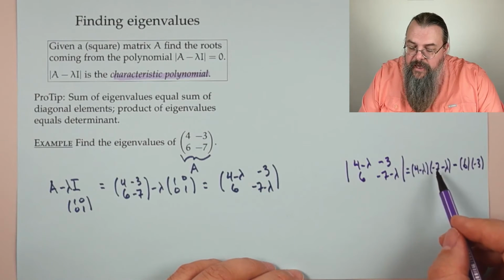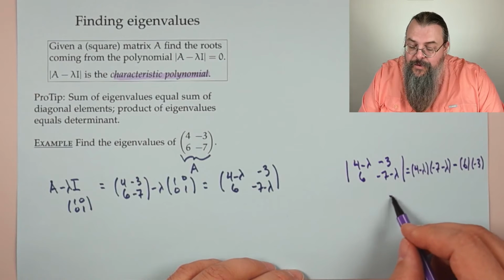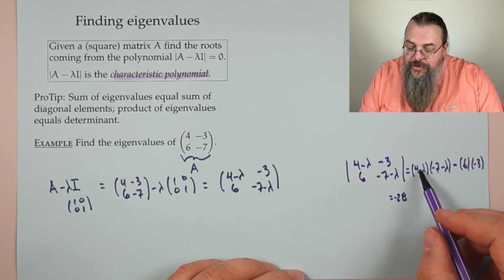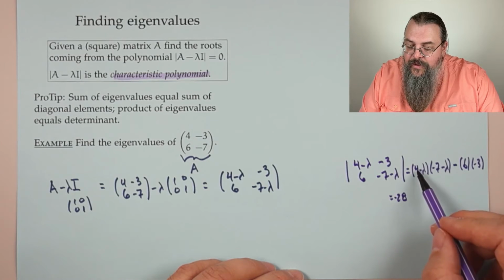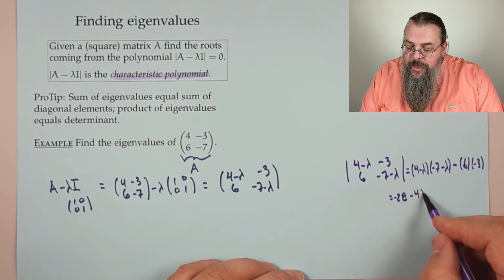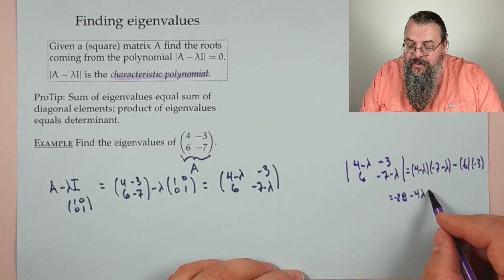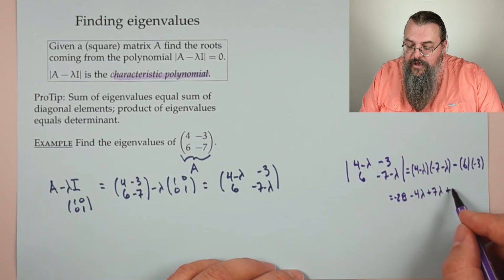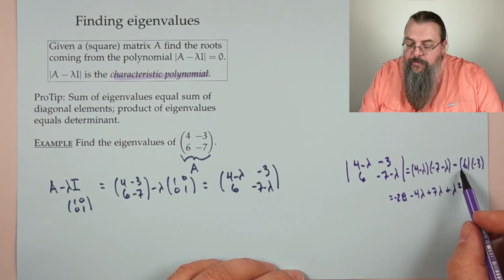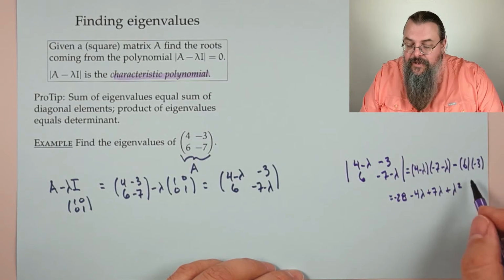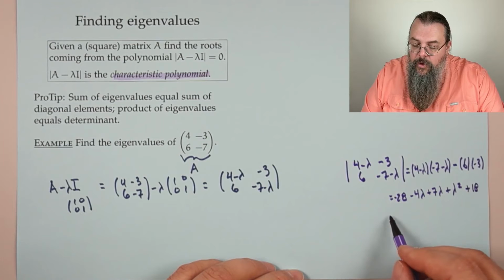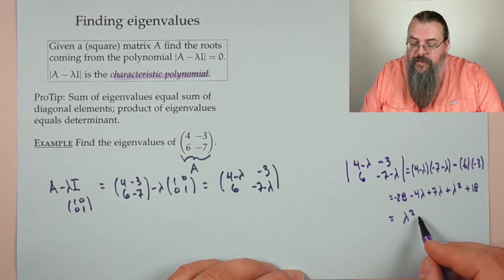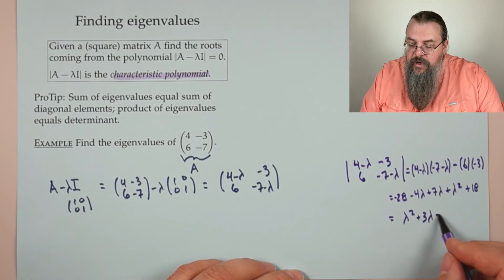Okay, so expand. 4 times negative 7 is negative 28. Make sure you're careful. Minus 4 times lambda, minus 4 lambda, minus lambda times negative 7, plus 7 lambda, and minus lambda times minus lambda is plus lambda squared. And we have minus 6 times negative 3, that's minus a negative 18, which makes a plus 18, which becomes lambda squared, then 7 lambda minus 4 lambda, plus 3 lambda, and minus 10.